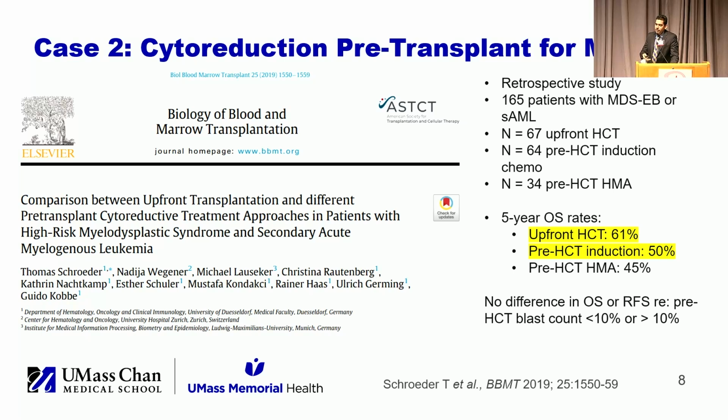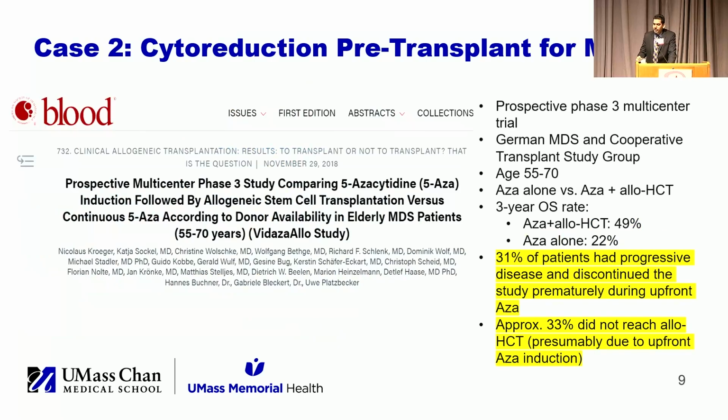So for a patient with a low blast number, it might not be worth trying to debulk first because potentially you could run into other issues, which are nicely shown in the Vidaza Allo study. In the Vidaza Allo study, there was a group of patients, about 31% of people who had progressive disease, and they had to discontinue the study prematurely when they received upfront azacitidine. And about 33% of those patients were not able to achieve an allo transplant. So for case number 2, I would respectfully argue against pre-transplant cytoreduction and just favor proceeding with transplant.